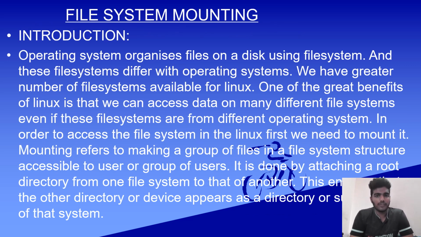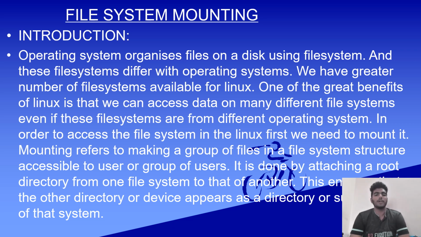So let's talk about file system mounting, its introduction. Operating system organizes files on a disk using file system, and these file systems differ with operating systems. We have a greater number of file systems available for Linux. One of the greatest benefits of Linux is that we can access data on many different file systems, even if these file systems are from different operating systems. In order to access a file system in Linux, first we need to mount it. Mounting refers to making a group of files in a file system structure accessible to a user or group of users. It is done by attaching a root directory from one file system to another. The other directory or device appears as a directory similar to that system.